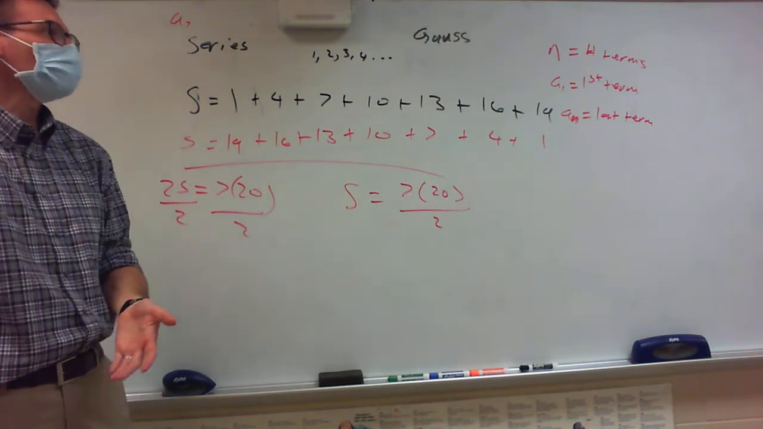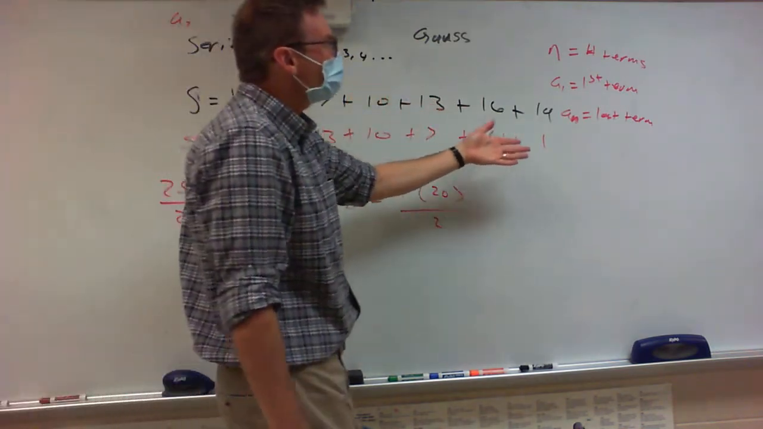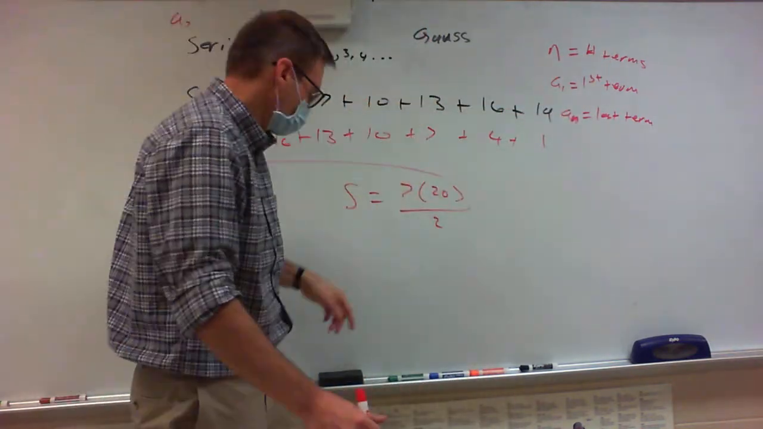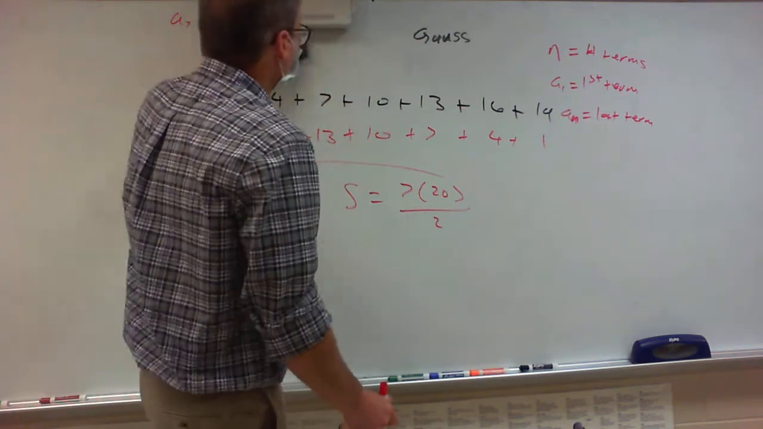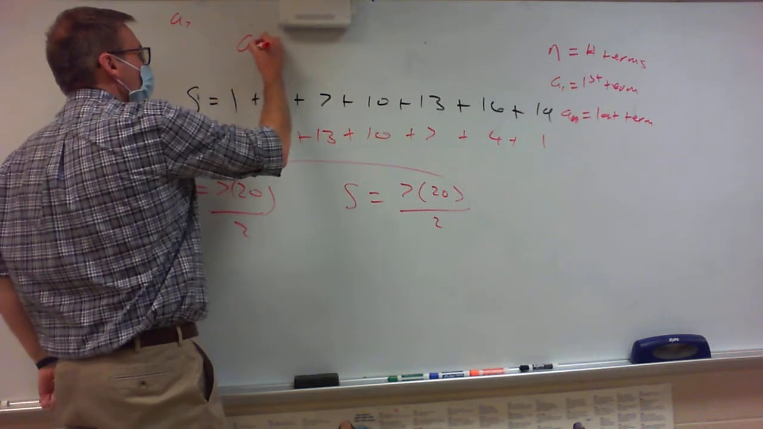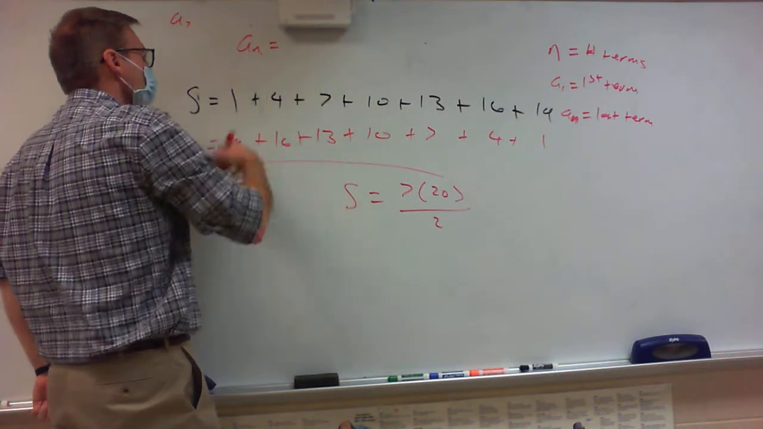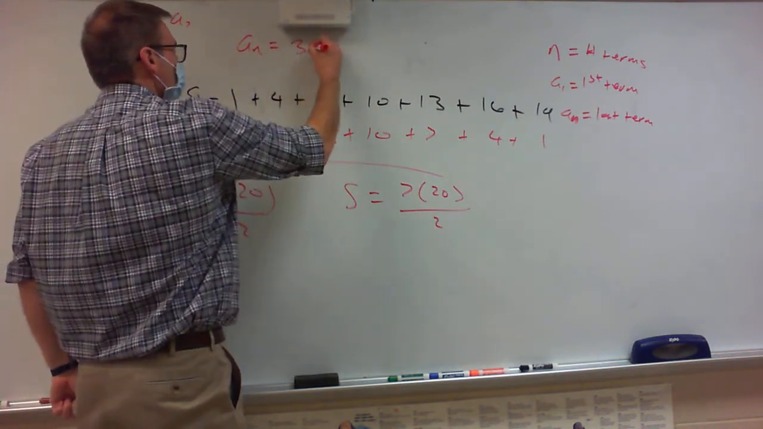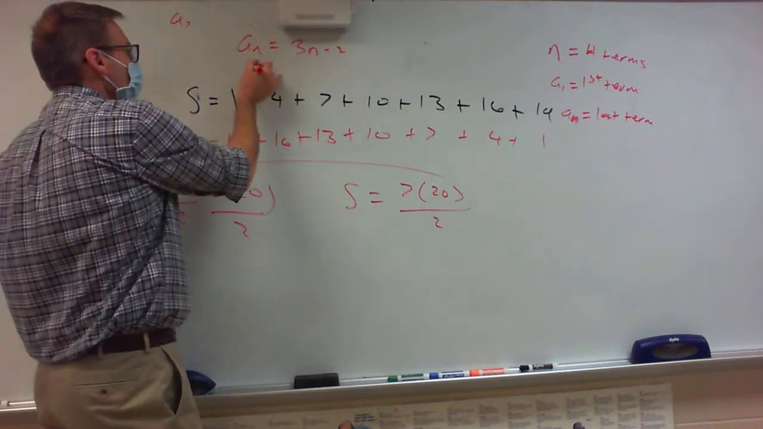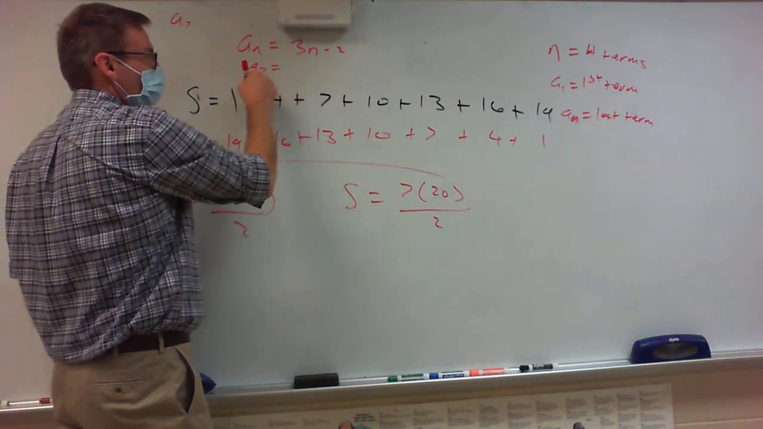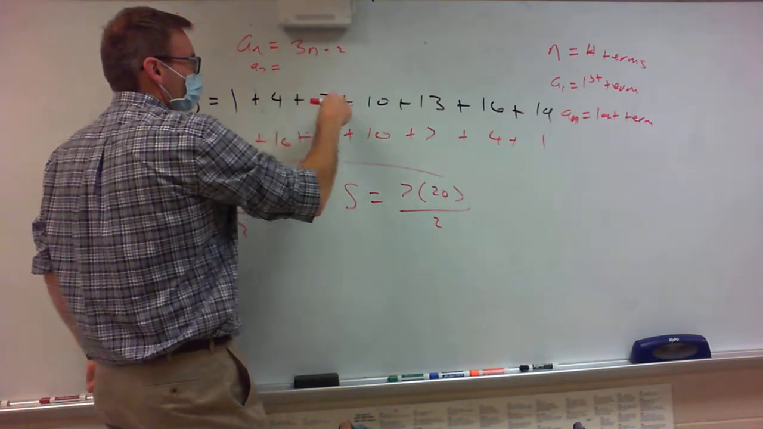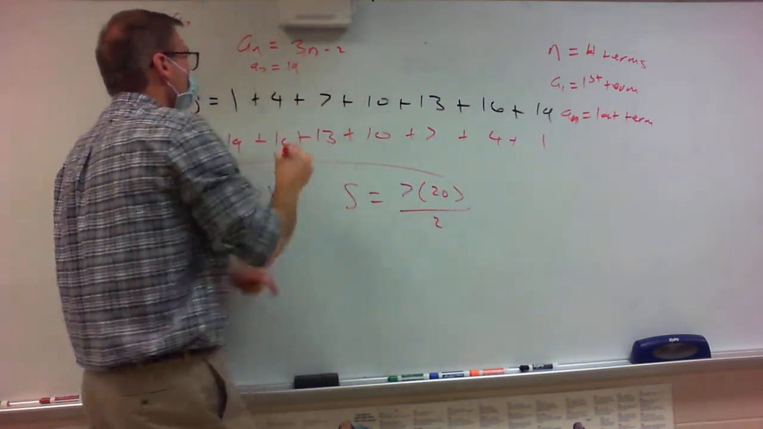And you've got to figure out some way to represent the last term. When we came up with our formula at the very beginning of class, remember I said a sub n was equal to 3n minus 2? If I compute a sub 7, that would give me the last term, wouldn't it? If I plug in a 7, that's going to give me 19.